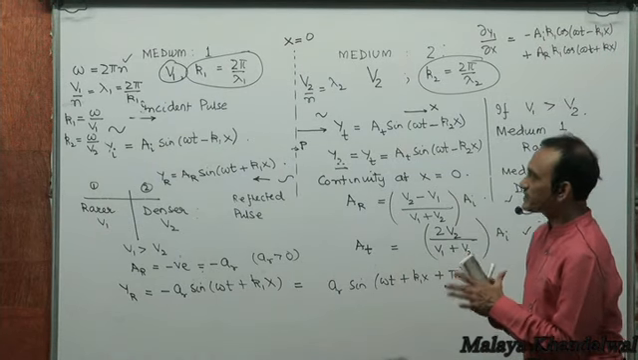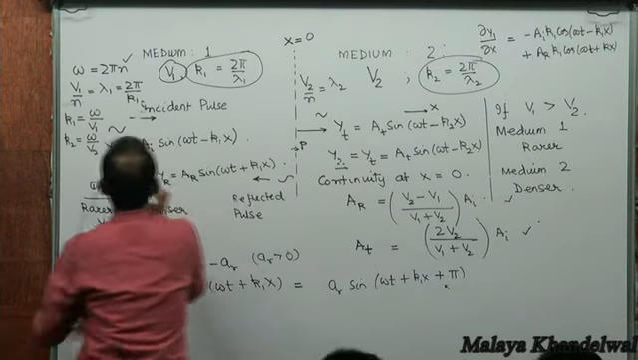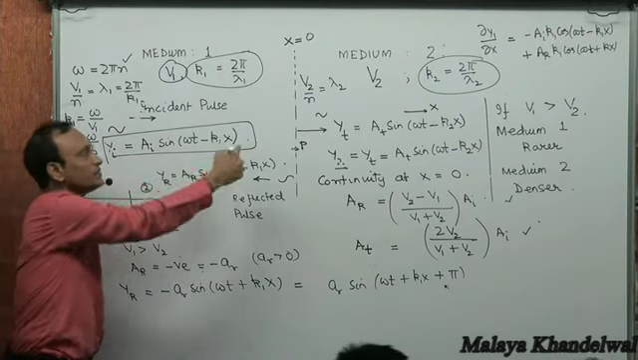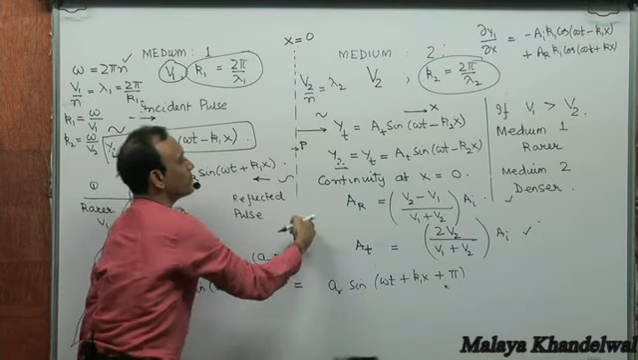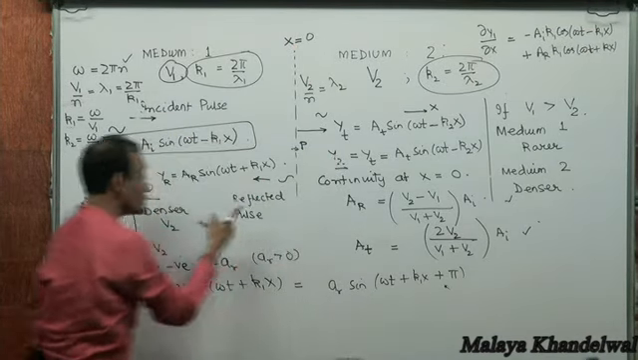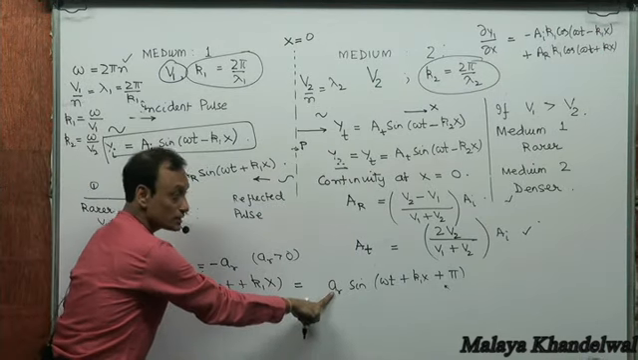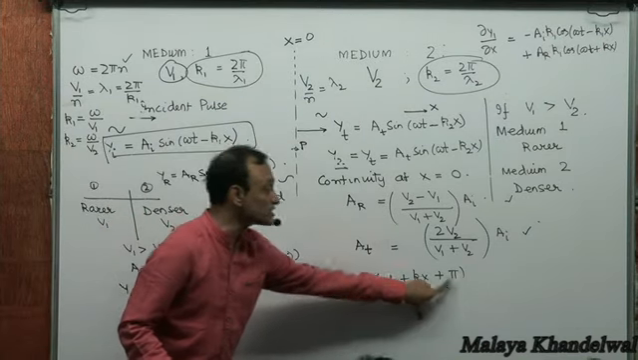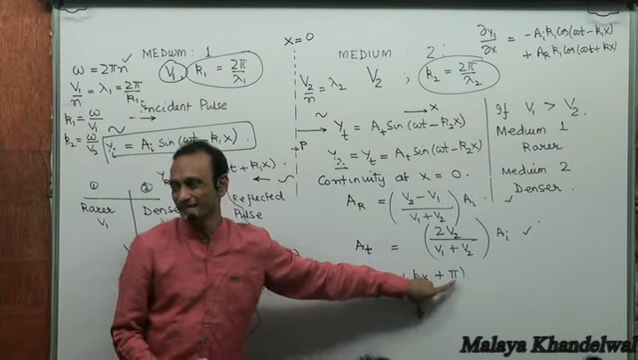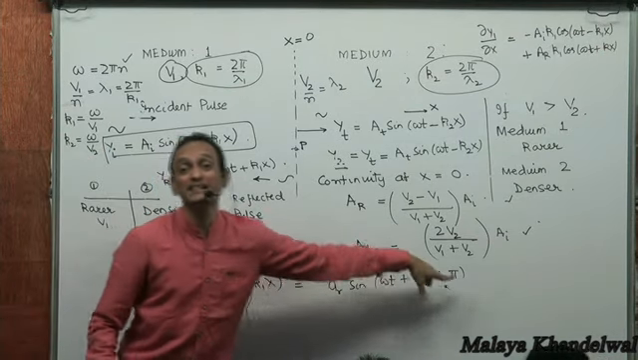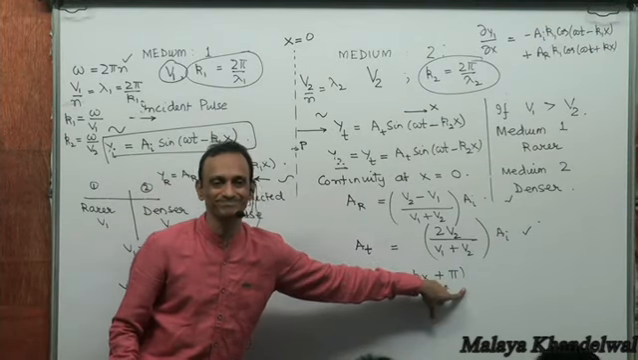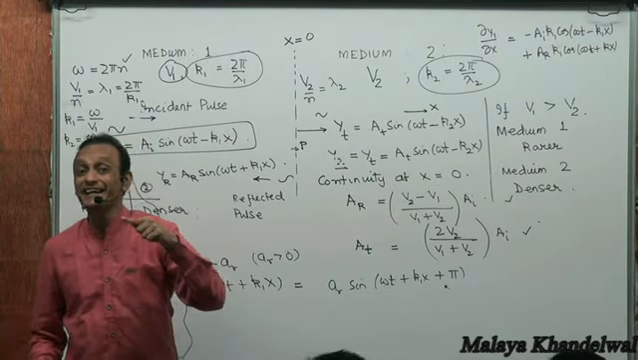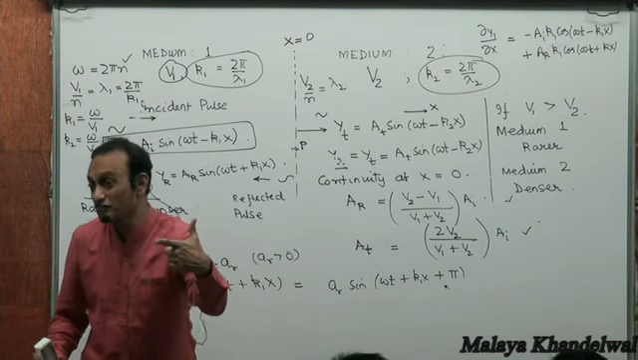Check this out. There is this incident pulse traveling in a rarer medium. It gets reflected from the boundary separating it from a denser medium. The reflected pulse is this. And do you realize that the incident pulse and reflected pulse differ in phase by pi? Yes or no? That means there is a 180 degrees change of phase on reflection from a rarer to a denser medium.